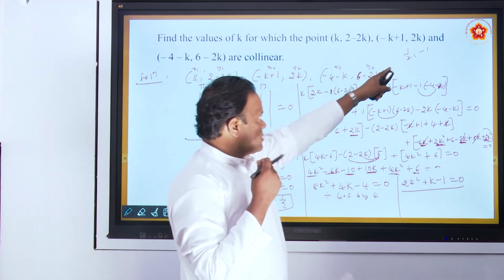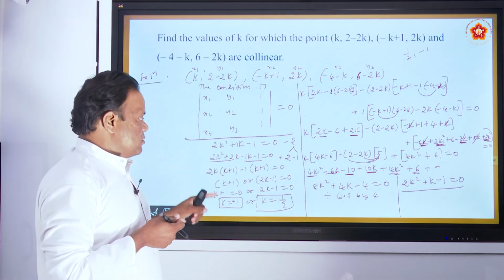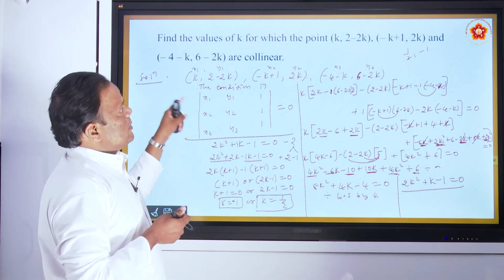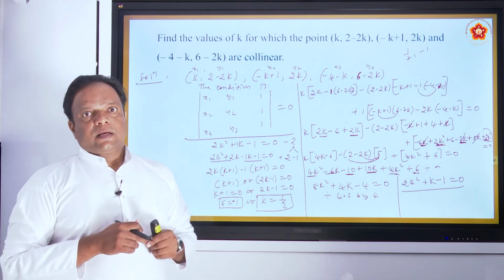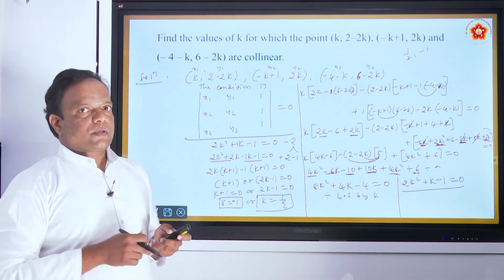I think I wrote the answer here before starting the problem. k equal to 1 by 2 and k equal to minus 1. These two values of k, the 3 points are collinear. Okay. I think you understand this one. Let us move to the next problem.